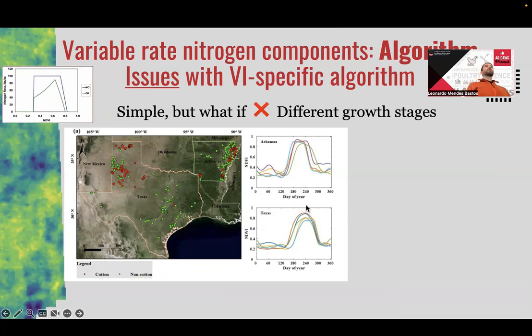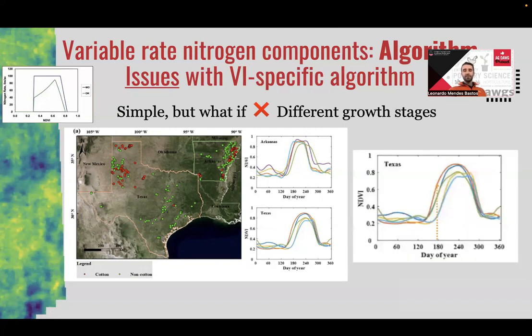Now, what if the algorithm that I'm using was developed at a specific growth stage? So in corn, let's say it was developed to apply nitrogen at V6, which is when the crop has 6 fully developed leaves. What if I go and use a different timing, with the same algorithm? If you look here, I'm bringing this Texas example up a little bit bigger. At a given day of the year, NDVI is probably around 0.665 or so.